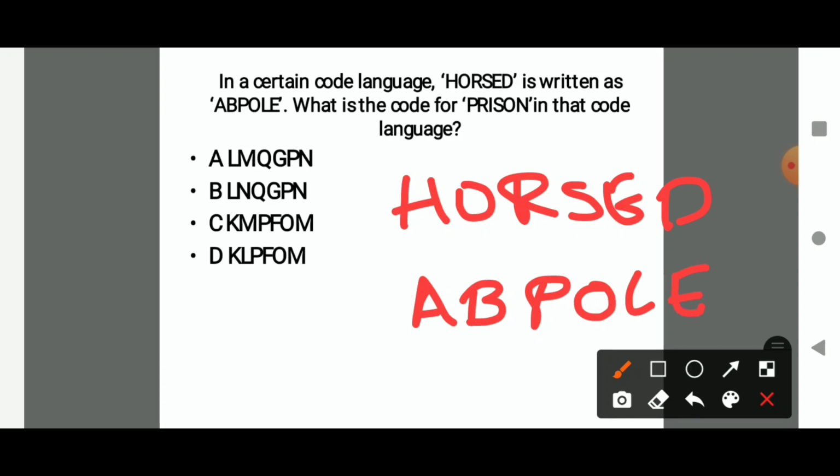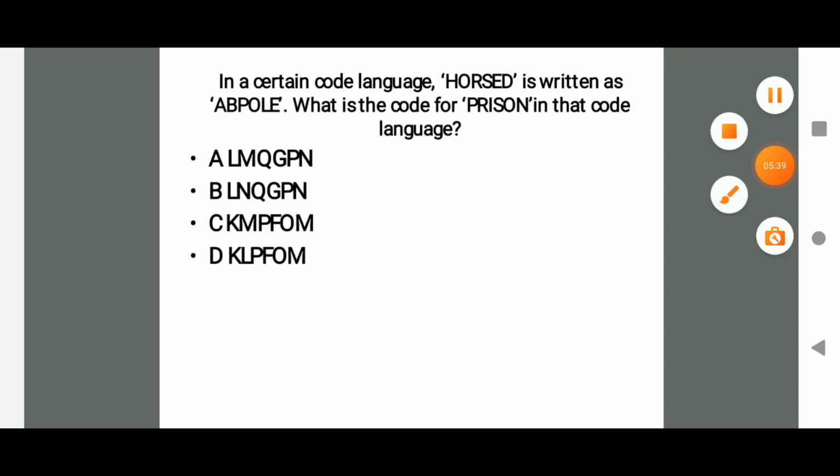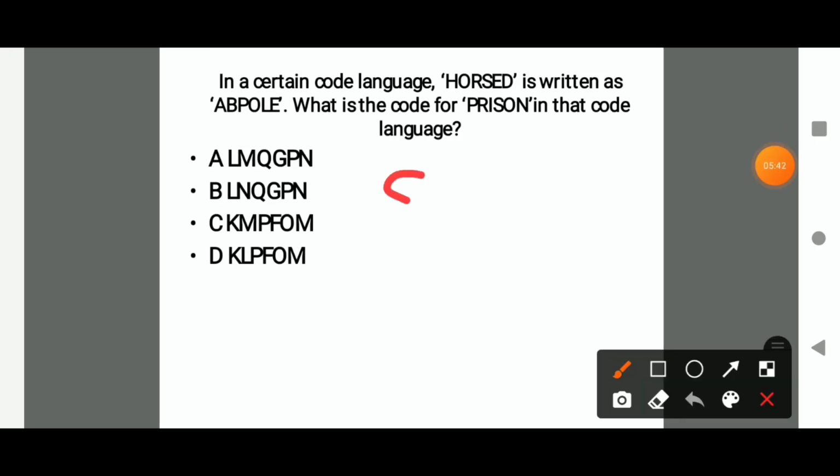So let us go for the alphanumeric values. H value is 8. So let us directly write the numbers. H value is 8. O is 15.